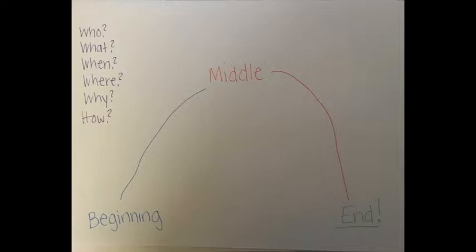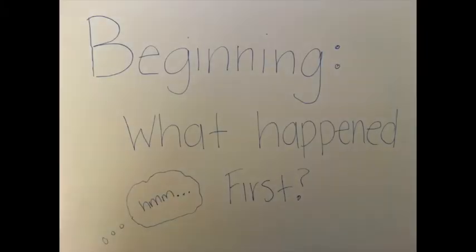Now, most stories have a beginning, a middle, and an end. And you can find these key details by asking the questions who, what, when, where, why, and how. Now we're going to start with the beginning, and we're going to ask ourselves, what happened first? That's a very good question.